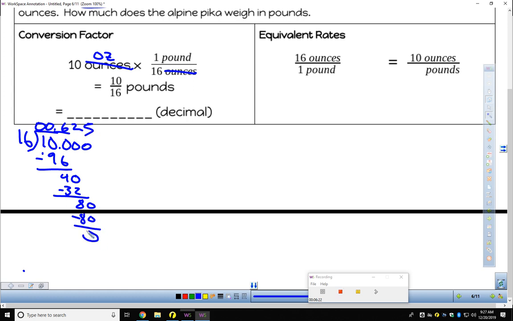And so how many pounds is that? That is less than a full pound. And so I have the equivalent rate here. And this one's really tricky because we're actually kind of, how did I get from 10 to 16 ounces, right? Because this is going to be a decimal, this one's going to be very tricky to kind of compute.